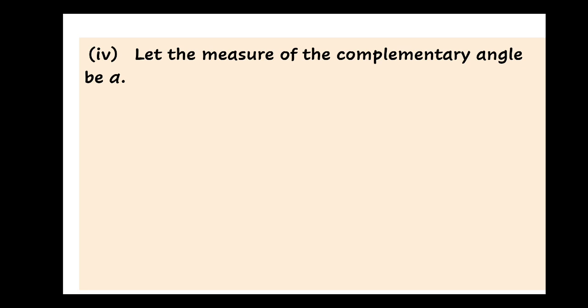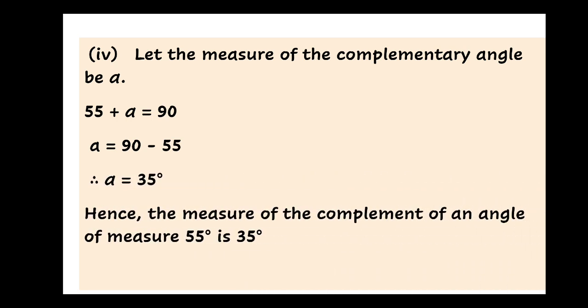Fourth one, let the measure of the complementary angle be A. 55 plus A equal to 90 degree. A equal to 90 minus 55. A equal to 35 degree. Hence, the measure of the complement of an angle of measure 55 degree is 35 degree.